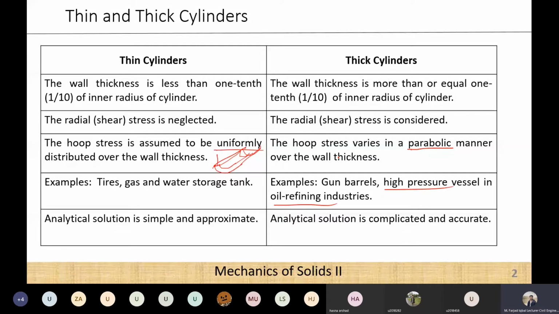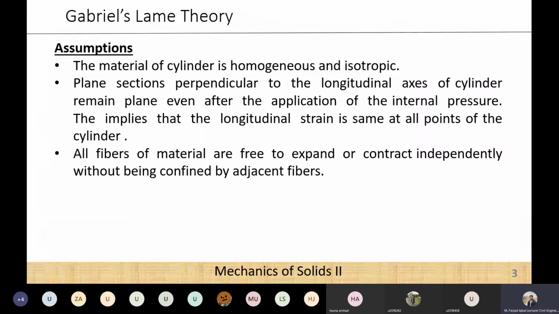And obviously, since there are so many complications, the analytical solution of this kind of thick cylinder is pretty complex. But since it's complex, it will also be accurate as well. So actually, Gabriel Lame was one of the scientists who derived some expressions to calculate the hoop stresses or longitudinal stresses in the case of thick cylinder.